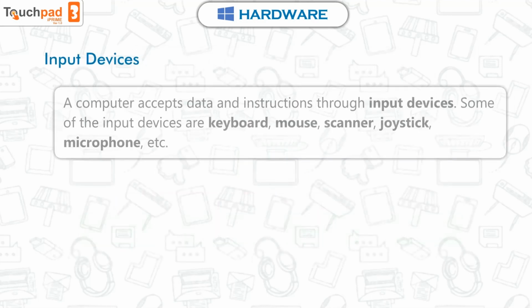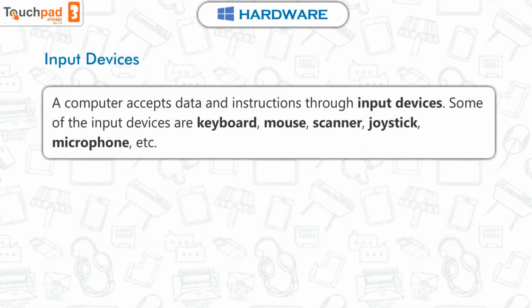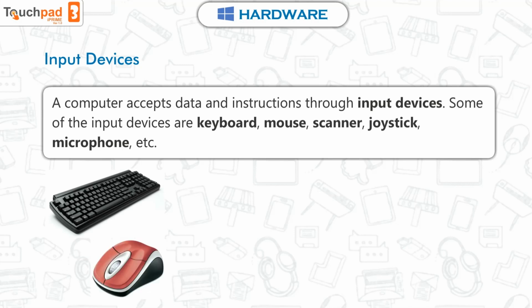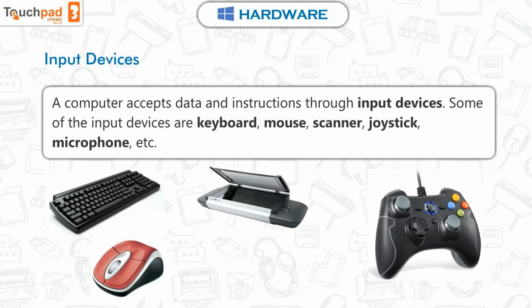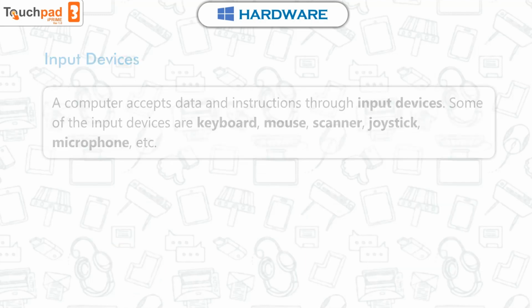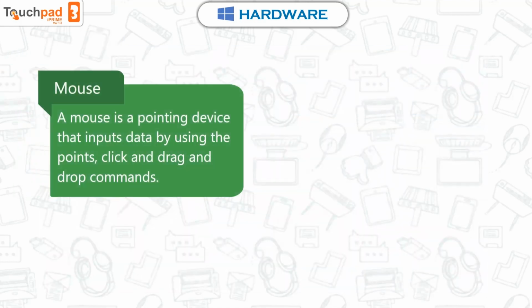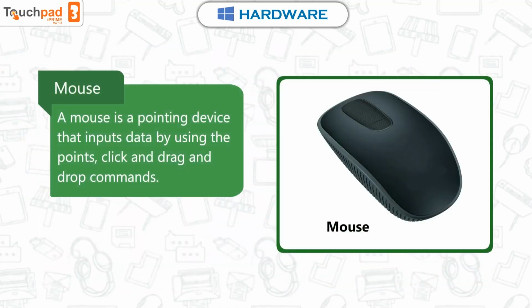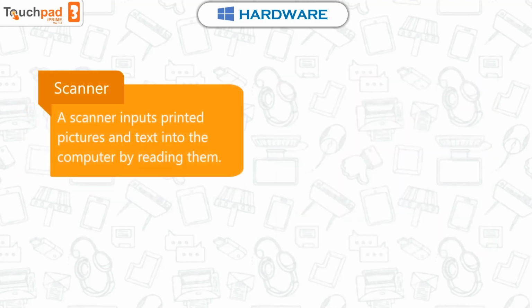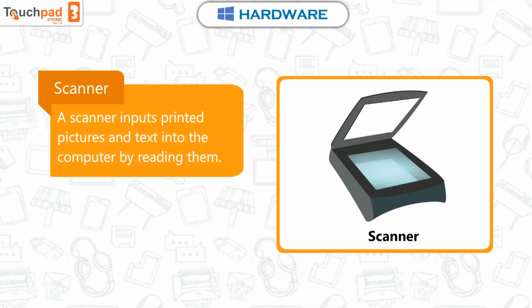Input devices. A computer accepts data and instructions through input devices. Some of the input devices are keyboard, mouse, scanner, joystick, microphone, etc. A keyboard is used to enter words, numbers, and special characters. A mouse is a pointing device that inputs data by using the point, click and drag and drop commands. A scanner inputs printed pictures and text into the computer by reading them.